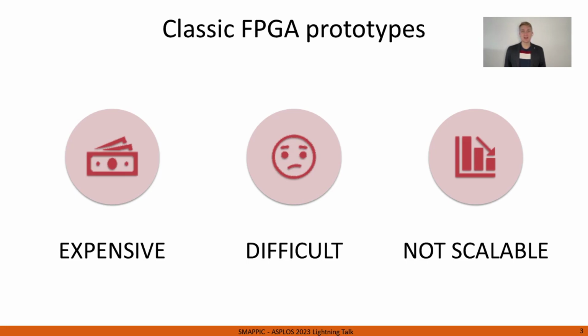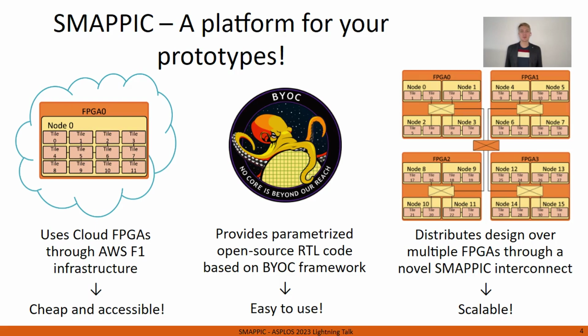First, they are expensive and necessitate an upfront purchase of tens of thousands of dollars of equipment. Second, they are difficult and require an extensive knowledge of RTL languages such as Verilog. Finally, they are not scalable because of the limited amount of resources in a single FPGA. SMAPIC tackles all of these problems. First, it uses AWS F1 cloud FPGAs, making your prototypes cheap and accessible. Second, it provides open source parameterized RTL code based on BYOC framework, making your prototypes easy to develop. Finally, it distributes your design over multiple FPGAs using novel SMAPIC interconnect, making your prototypes scalable.